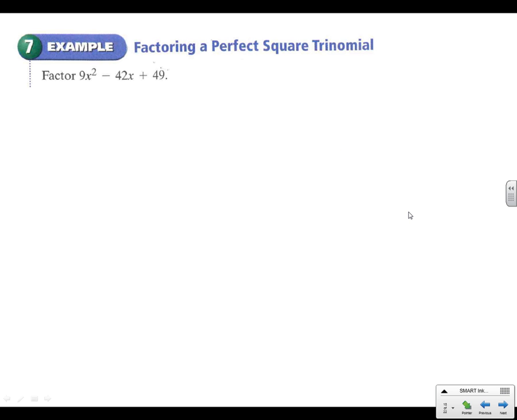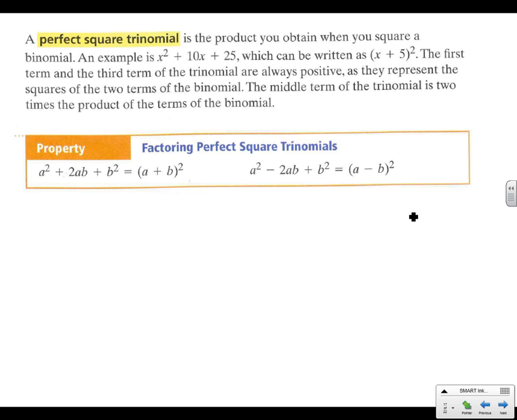9x squared minus 42x plus 49. 9 is a perfect square, 3 times 3. 49 is a perfect square, 7 times 7. And if we check on this, 3 times 7 is 21. Look at this, 42 is twice that, okay? So we know that this is going to be a perfect square because it fits that pattern of 3x squared. Right, let's go back and look at the pattern.